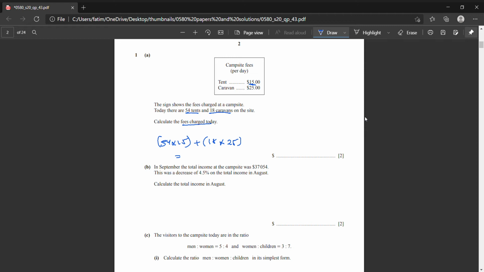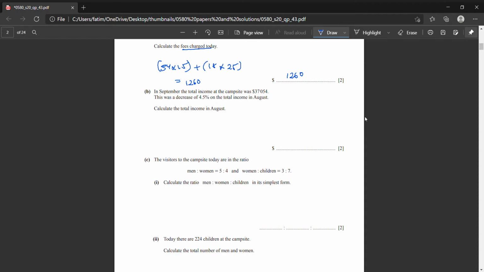That is $1260. Okay. Then part B, in September the total income of the campsite was this. This was a decrease of 4.5% on total income in August. Let's calculate the total income in August.